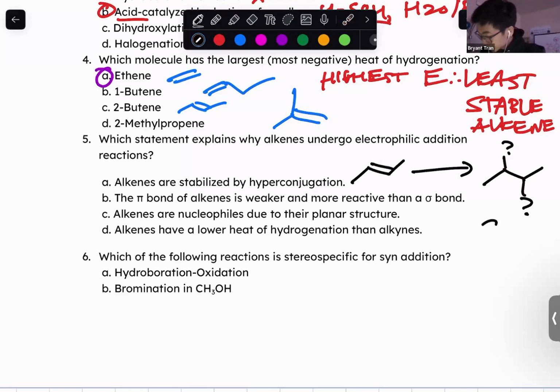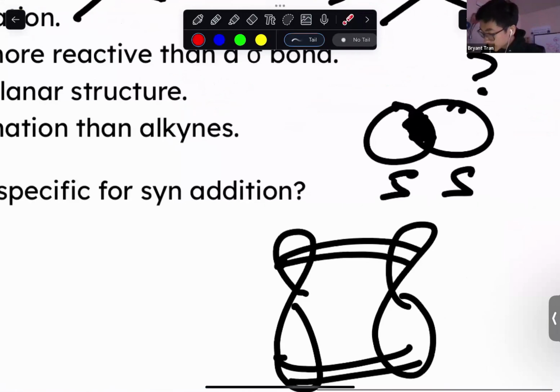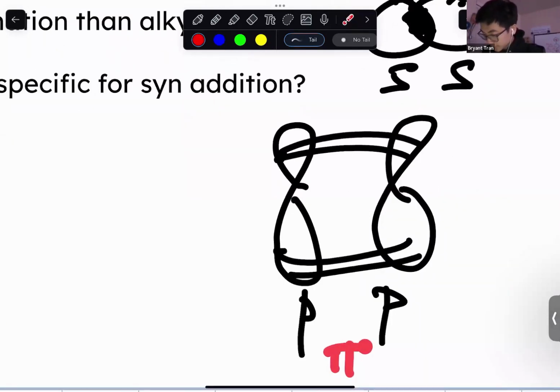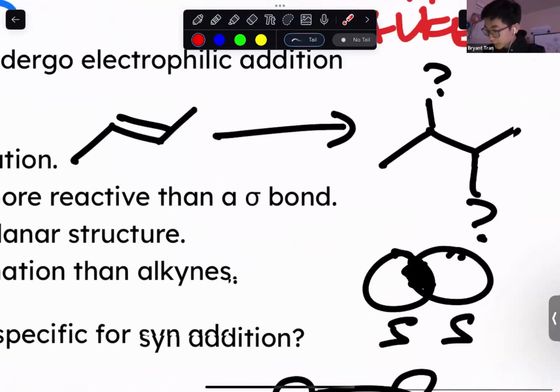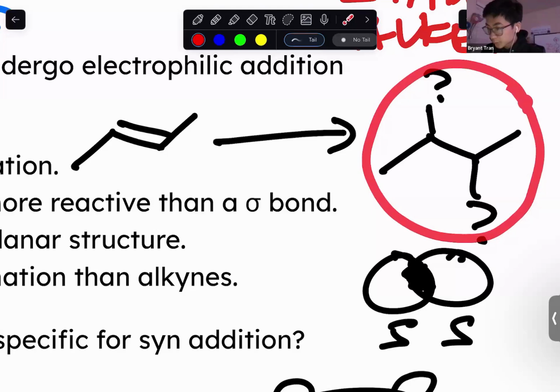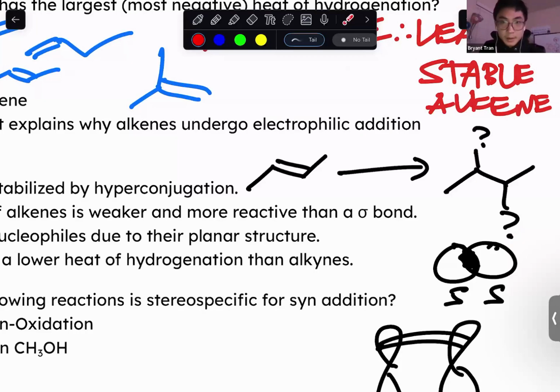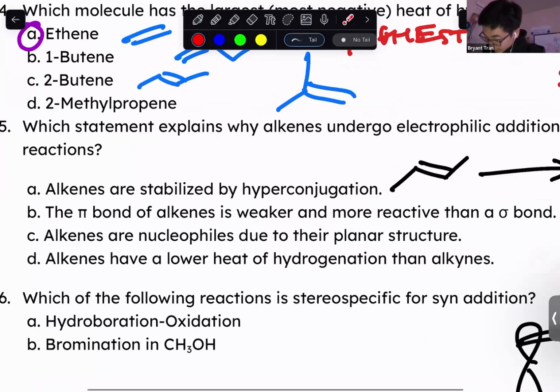A sigma bond is the direct overlap of two s orbitals, whereas a pi bond is the parallel overlap between two p orbitals. Because of this direct overlap, that sigma bond is stronger than this pi bond right here, because the p orbitals are not directly overlapping with each other. So when we do electrophilic addition reactions, we're going to make the more stable molecule with stronger bonds, with more sigma bonds. Right, so let's look at the answer choices here.